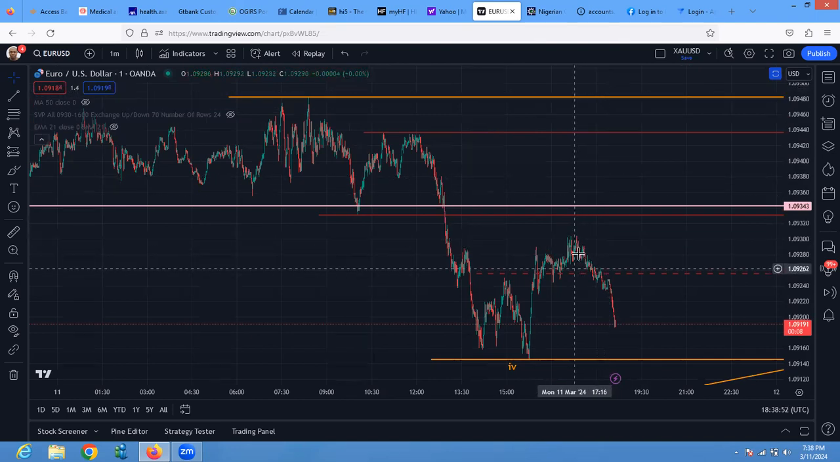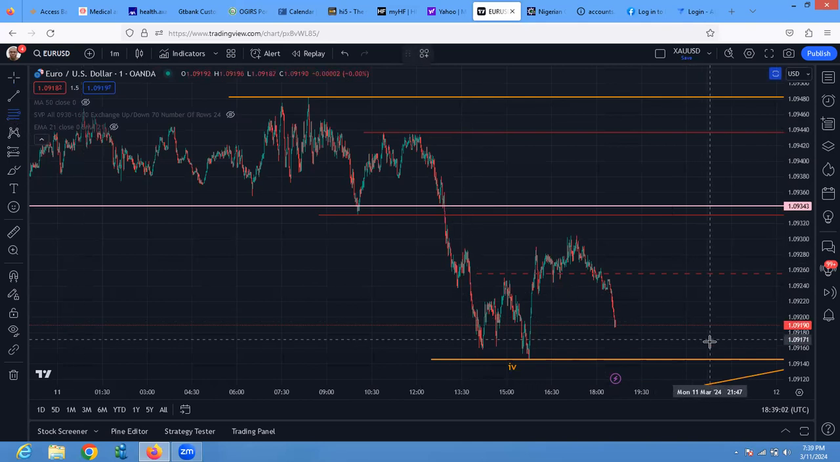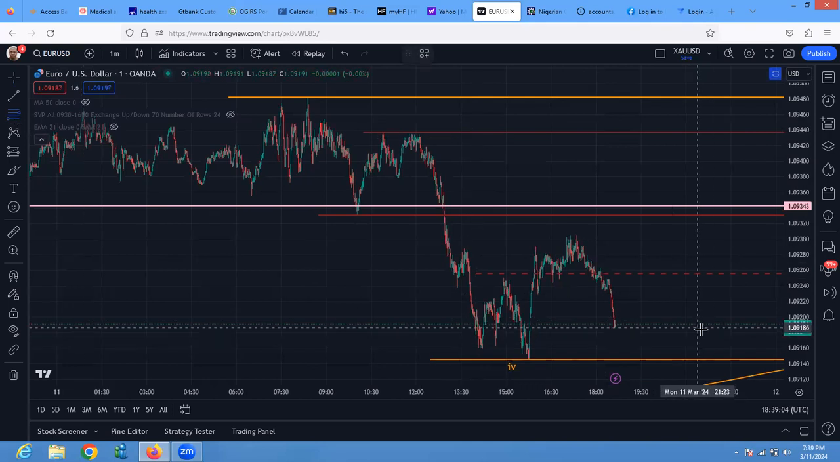So what we can see, because there's a break of 4 here on the 1 minute time frame, you need to go back there. So if you're going to even take any trade here, you can take your buy trade here.